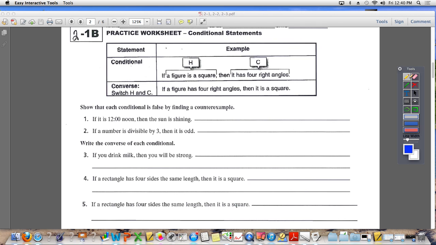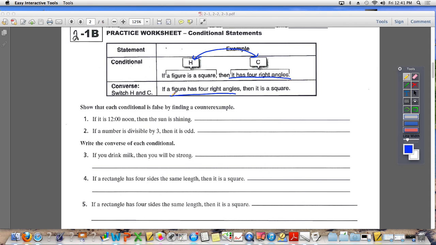So if a figure is a square, then it has 4 right angles. The converse of that means that you have switched around the H and the C, the hypothesis and the conclusion. Now the 4 right angles part is coming first, and the square part is coming last. If a figure has 4 right angles, then it is a square. Do you understand what just happened there? How we just switched the hypothesis and the conclusion. Okay?